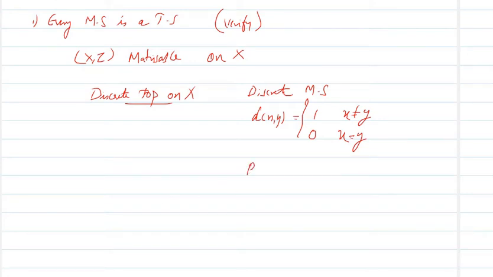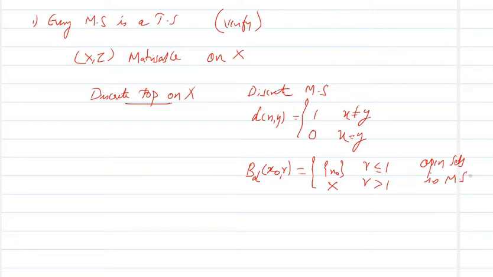Now consider an open ball B_d(x naught, r). That will be the singleton set {x naught} whenever r is less than or equal to 1, and will be the full set X whenever r is greater than 1. We know that open balls are open sets. So these are open sets in the metric space X.